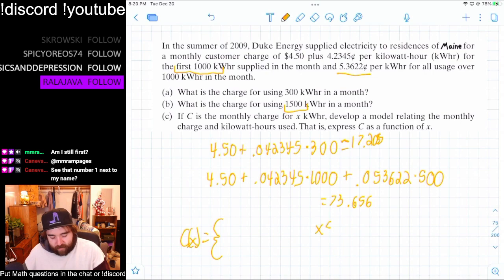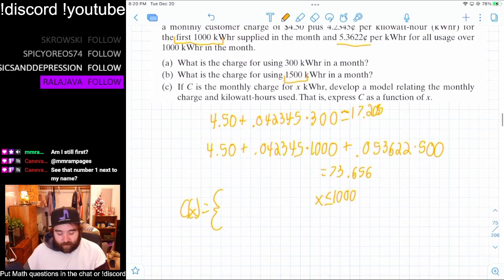There's going to be when X is less than 1,000. Guess we could say less than or equal to 1,000. Put it there. When X is less than or equal to 1,000. And when X is greater than, not equal, because we did it on the other one, when X is greater than 1,000.